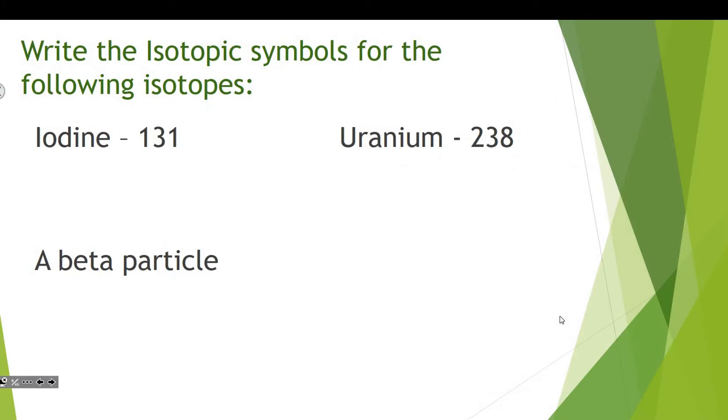So if I have iodine 131, how would I write it as an isotopic symbol? We would write the symbol for iodine, which is I, and then on the top, what do we write? The mass number. And what do we write on the bottom? The atomic number. So what number is iodine on the periodic table? 53, and I'm done.